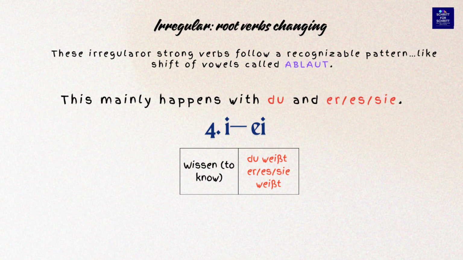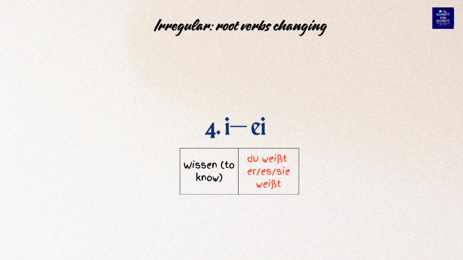So here, if you see, du and er have the same conjugation and I hope you know why they are the same. Because in the previous video of verb conjugation, you learned that when you have a beta, which is also called esset in German, you will not put an extra S in the conjugation for du.